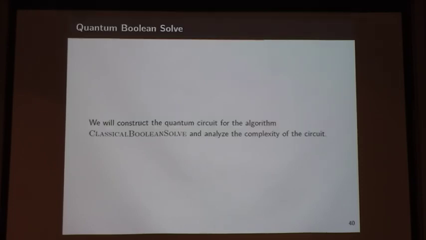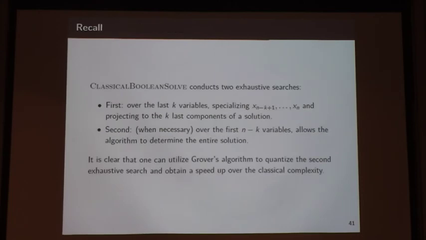Now for quantum Boolean solve, we construct a quantum circuit. When we recall classical Boolean solve, there are 2 exhaustive searches. The first one is over the last k variables. The second one is over the first n minus k variables. From the presentation of Grover, it's nice to use Grover to speed up the second exhaustive search, but the more interesting part is to use Grover to speed up the first exhaustive search.